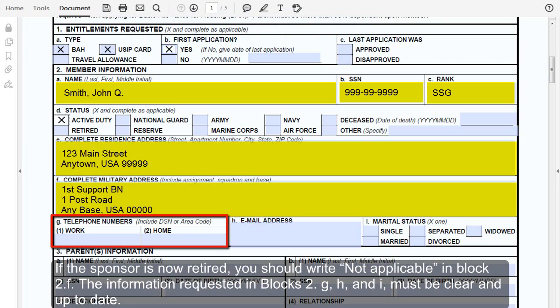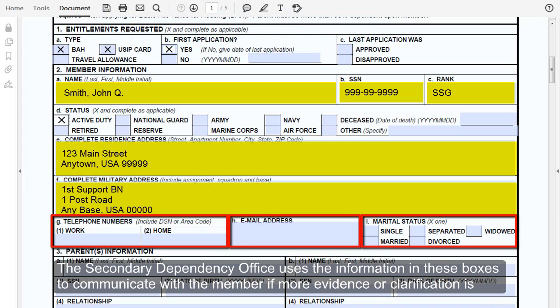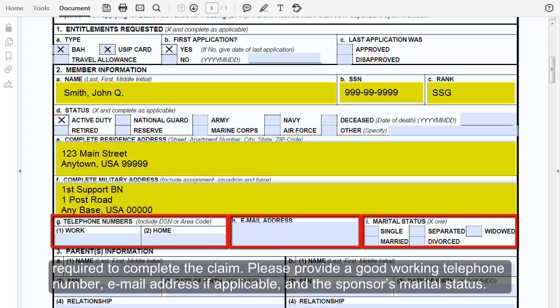The information requested in Blocks 2G, H, and I must be clear and up to date. The Secondary Dependency Office uses the information in these boxes to communicate with the member if more evidence or clarification is required to complete the claim. Please provide a good working telephone number, email address if applicable, and the sponsor's marital status.